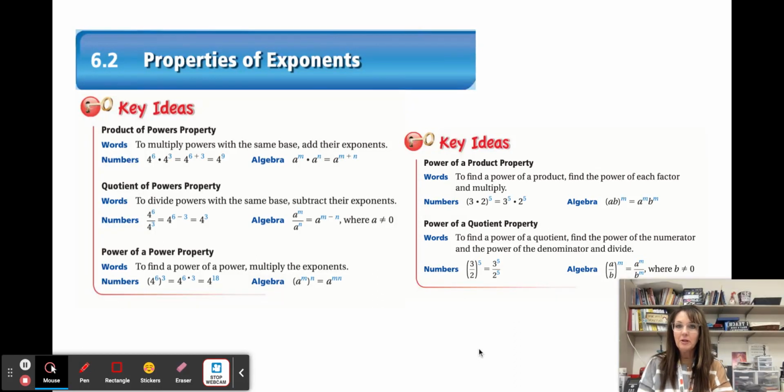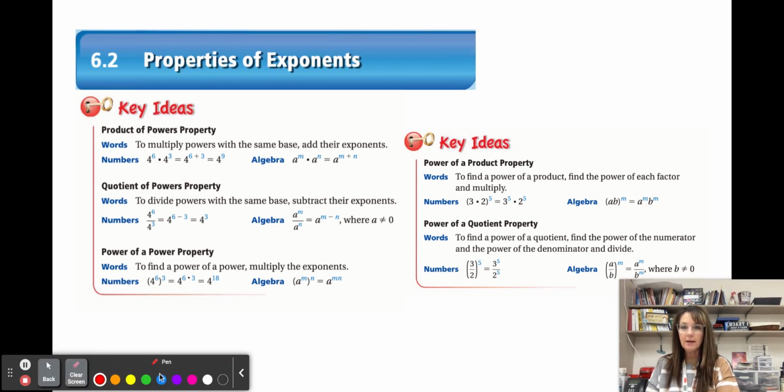Okay, lesson 6.2, properties of exponents. This one is pretty fully loaded, as you can see by the key ideas. So I'm going to talk about a few things here, and then we're going to move on. I'm also going to be giving you a sheet that will kind of summarize a lot of these.